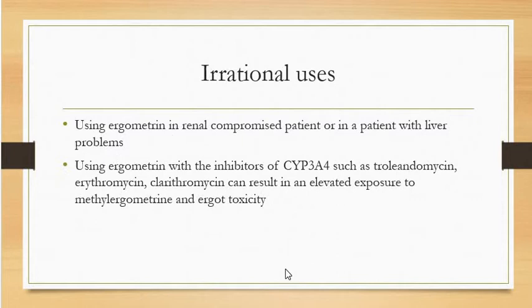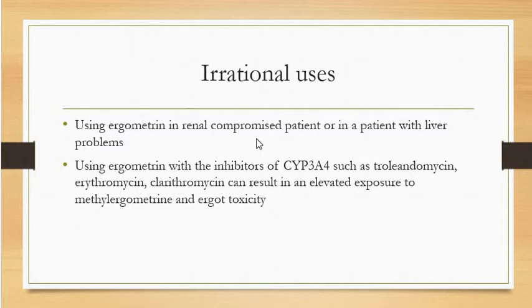So now, the irrational use of ergometrin. Irrational use of drugs is one of the most common problems. Irrational use means sometimes the drug is given uselessly when it is not required, or sometimes it is given at the wrong time. For example, using ergometrin in a renal compromised patient, and sometimes we don't take the complete history of the patient and start using the drugs, which may cause severe problems.